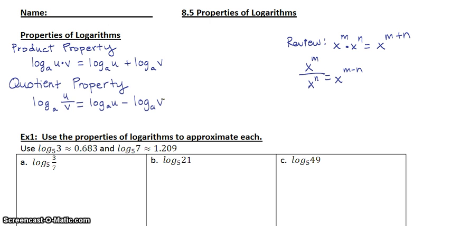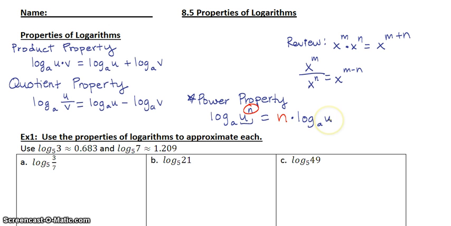And last but not least, we have something that I call the power property, but it's not really an official name. Here's what the power property says. Let's say I have log base a of u to the nth power. So this thing here has an exponent. I can take the exponent and put it in front and say n times log base a of u, and it is equivalent. So those are the three properties that we're going to use.